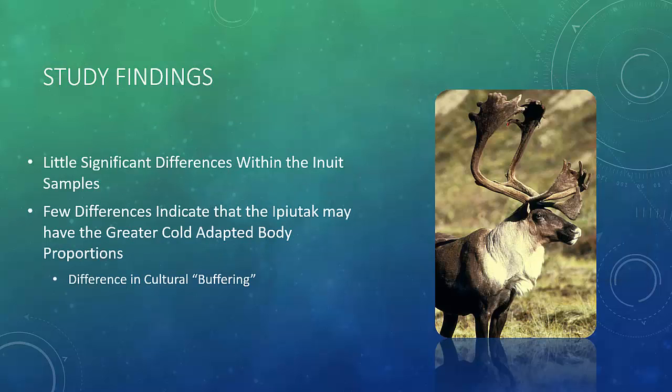Now, within the Inuit samples, there were few significant differences at most points of measure. The few differences indicate that the Ipiutak may have the greater cold-adapted body proportions. The differences may be the result of cultural buffering to environmental stress in the Koniag and Tigara populations, for the emphasis on sea mammal hunting provides greater energy available for metabolic heat production, which may reduce the selective pressure for cold-adapted body proportions.